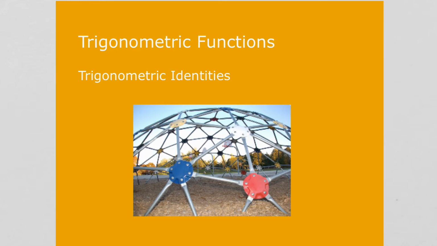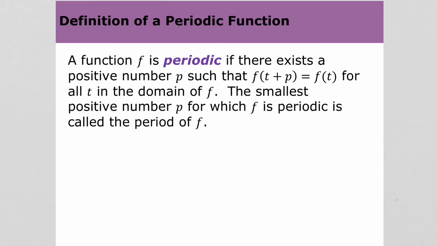Looking at trigonometric identities. So, some more things that we need to talk about. A function is periodic if there exists a positive number, p, such that f of t plus p equals f of t.